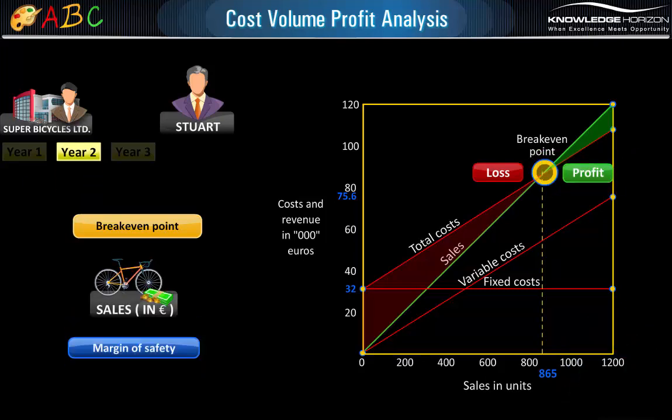The margin of safety is now identified from the graph as the actual sales generated above the break-even sales. Stuart sees that the margin of safety in the second year is 335 bicycles.